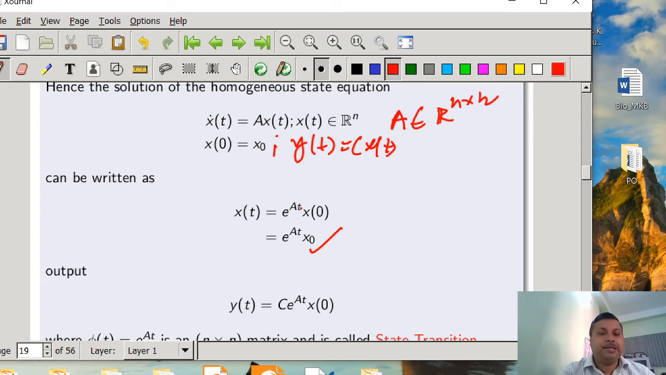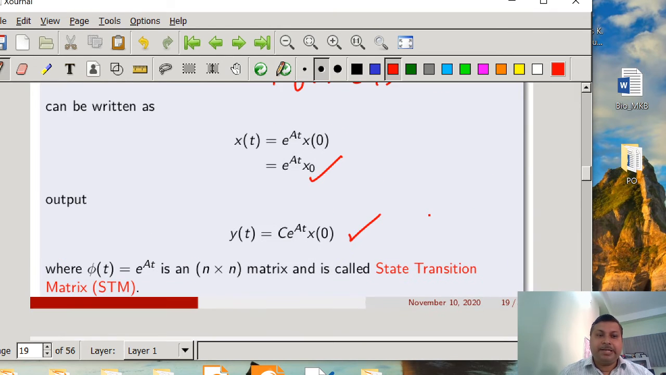So once the xt is known, you can compute the output also. Yt will be C into e to the power At into x of 0. And now we will formally give a name to e to the power At. That is, e to the power At also will be an n cross n matrix, which is called the state transition matrix. We will see just now how it becomes an n by n matrix.